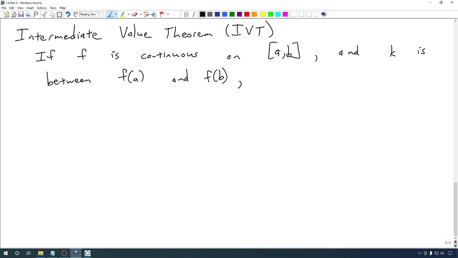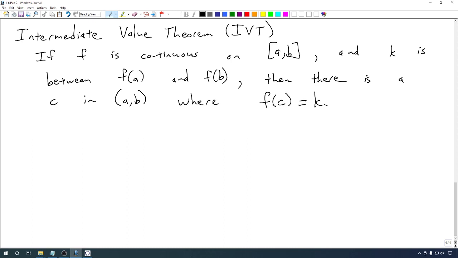If that's true, then there is a C in the interval AB. Actually, I could even call this the open interval AB, because if K were equal to one of f of A or f of B, then we wouldn't really be talking about it here. But there is a C somewhere in that open interval where f of C is equal to K.